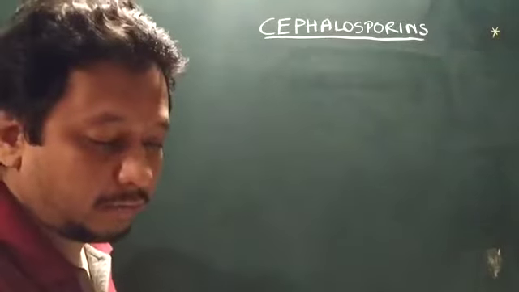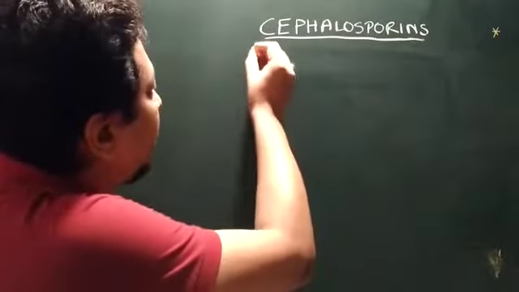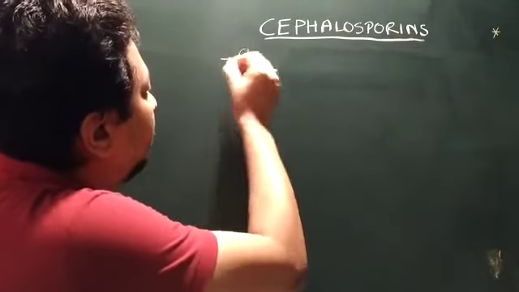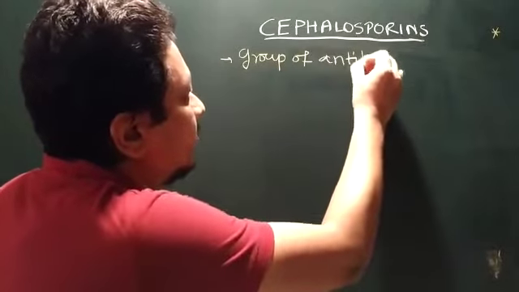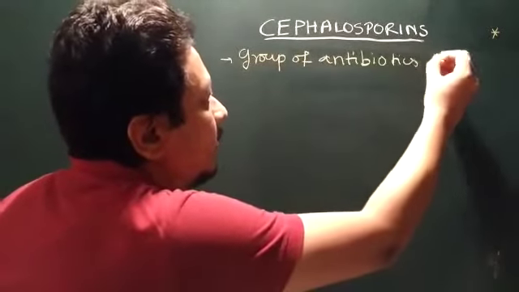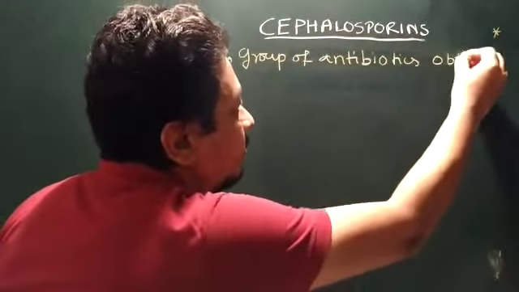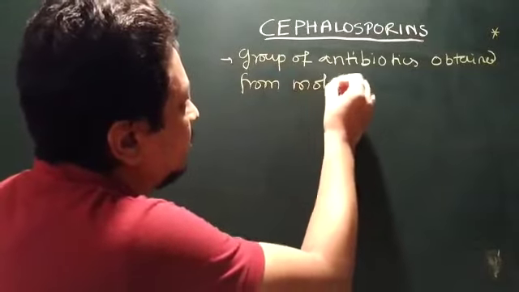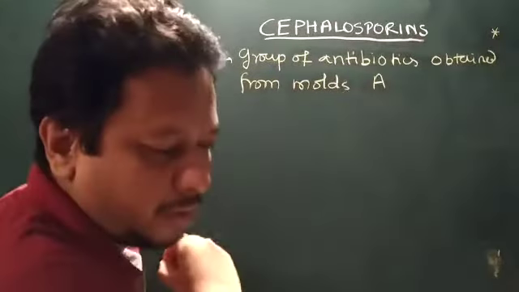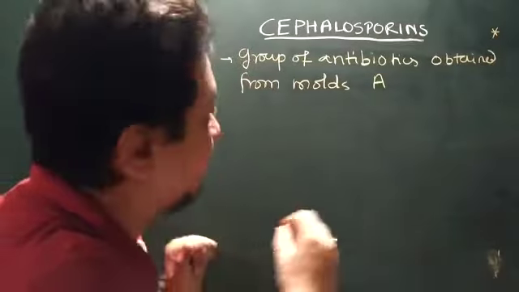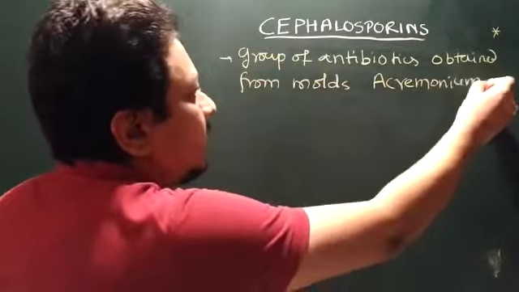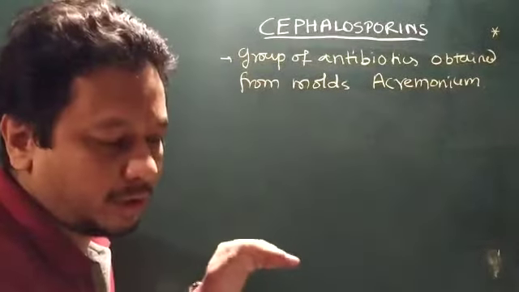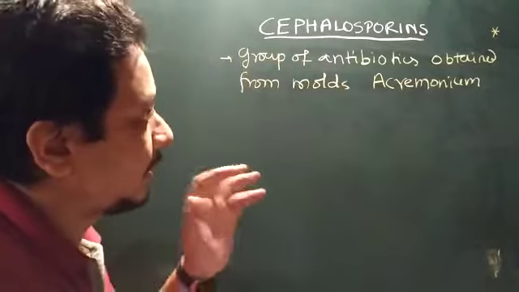Okay, so how can we define cephalosporin? Cephalosporins are a group of antibiotics obtained from molds, Acremonium, which was also known as Cephalosporium once upon a time. Now it is known as Acremonium.